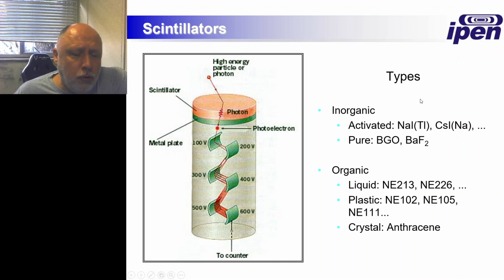And there are essentially two types. You have the inorganic ones, which are essentially crystals, like sodium iodide, cesium iodide, bismuth germanate, which I don't know how to say in English, but it's called BGO. You have barium fluoride and others. These are inorganic, meaning they are crystals. And the organic ones can be liquid or plastic or even a crystal, and the way the light is produced is different. But in both cases, you have light produced when you have radiation.